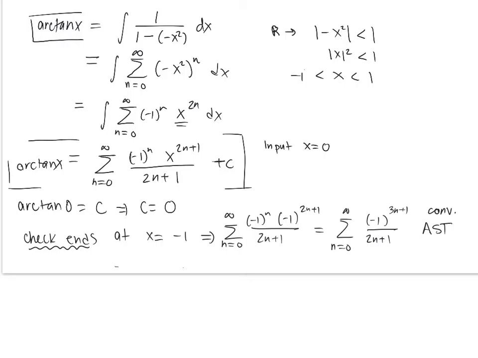Okay, the next one's even easier. Because when you plug in x equals 1, what do you get? Negative 1 to the n over 2n plus 1. And that's totally obviously alternating, right? There's no questioning. That flip-flops, obviously, right? This guy's always also going to converge by the AST.